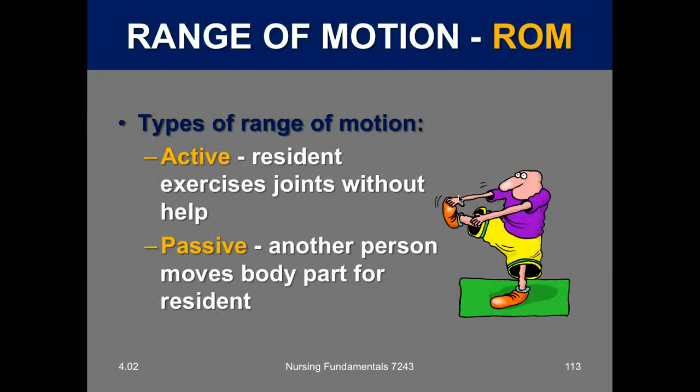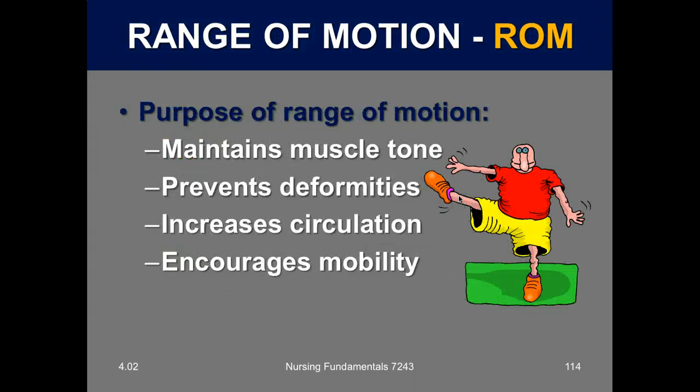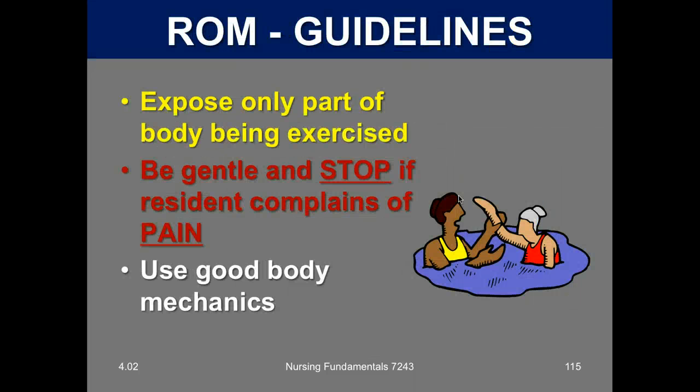So joint mobility needs. Types of range of motion. ROM is range of motion. So active range of motion, the resident exercises joints without help. Passive means another person moves the body part or the resident. So the purpose of range of motion is to maintain muscle tone, prevent deformities, increase circulation, and encourage mobility.